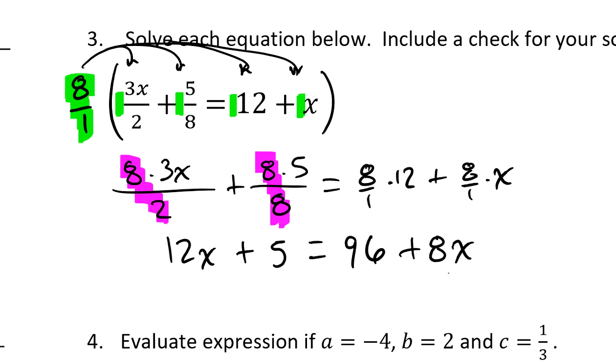Okay, so nice. I no longer have any fractions that I have to deal with. I'm just going to choose to subtract 8x from each side. If I take away 8x from this side and 8x way over here on the other side of the equal symbol, right? There's the equal symbol. On the other side of this equation becomes 4x plus 5 equals 96.